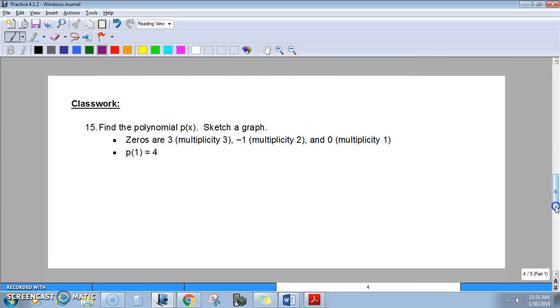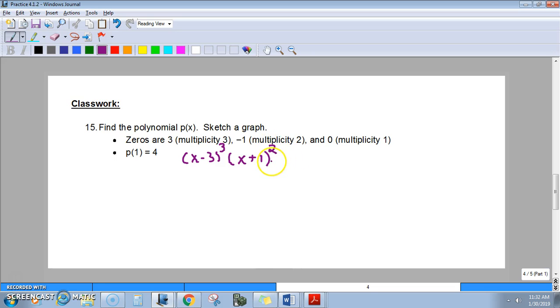Let's see, what are we doing? Okay, so for the classwork, I'm just going to do a couple because they're all the same, and I want to make sure I have enough time to do videos of the other one. So find the polynomial of this. If a zero is 3, that means my factor is going to be x minus 3. It says it has multiplicity of 3, to the power of 3. If I have a zero of negative 1, that factor is going to be x plus 1, multiplicity 2.